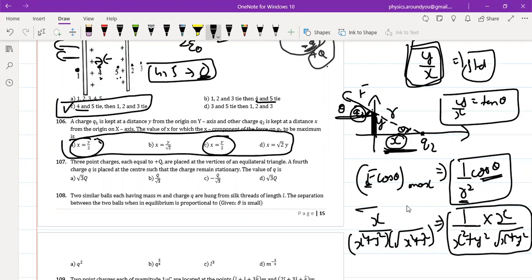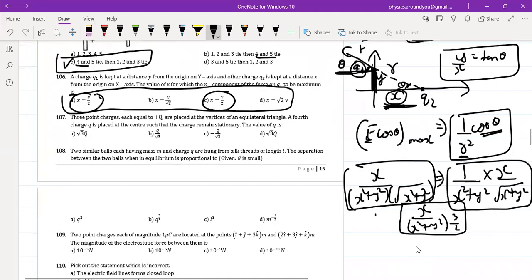For what value of x is this expression met? Such a long question. This can further be simplified as x by x square plus y square whole power 3 by 2, because this is x square plus y square power 1 by 2, and 1 by 2 plus 1 is 3 by 2. For what value of x is x by x square plus y square power 3 by 2 the maximum?